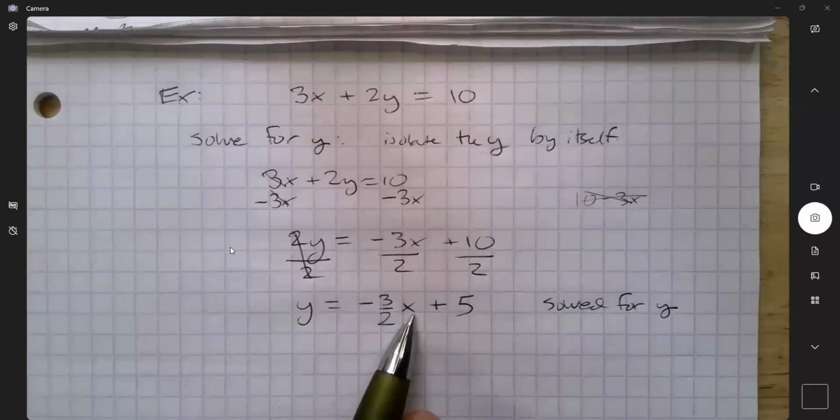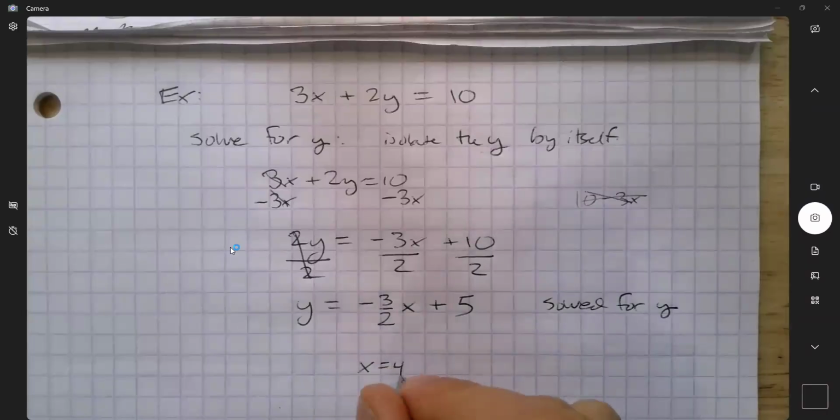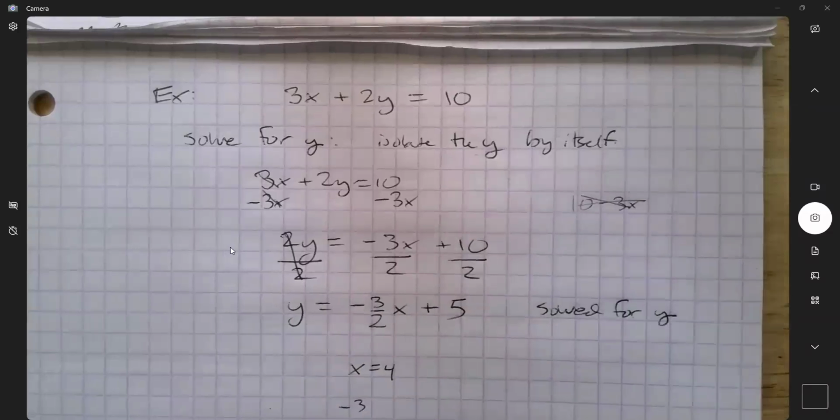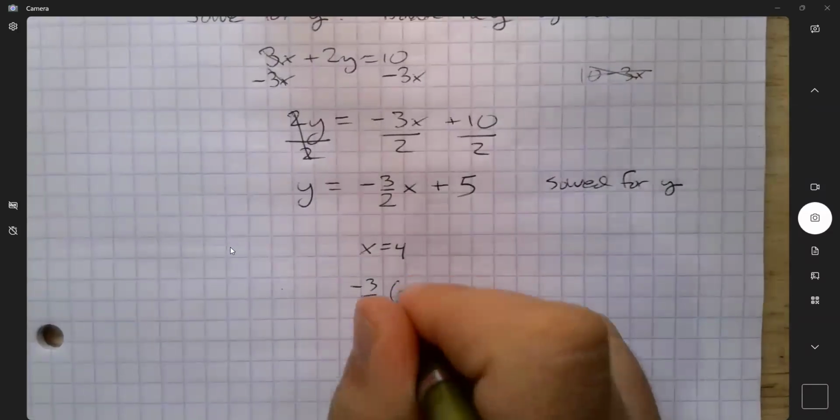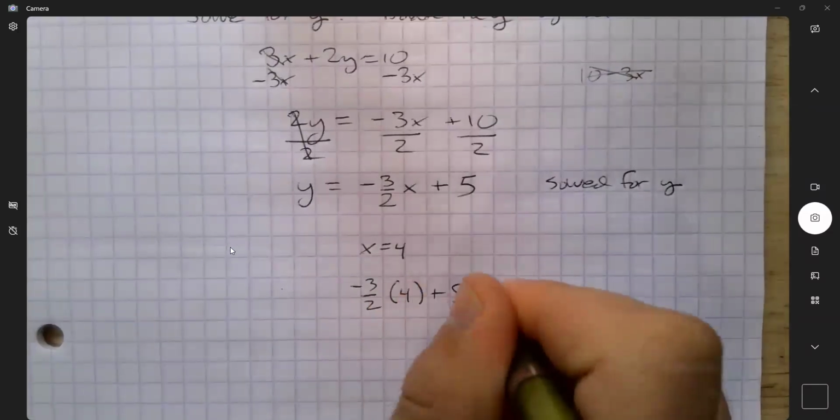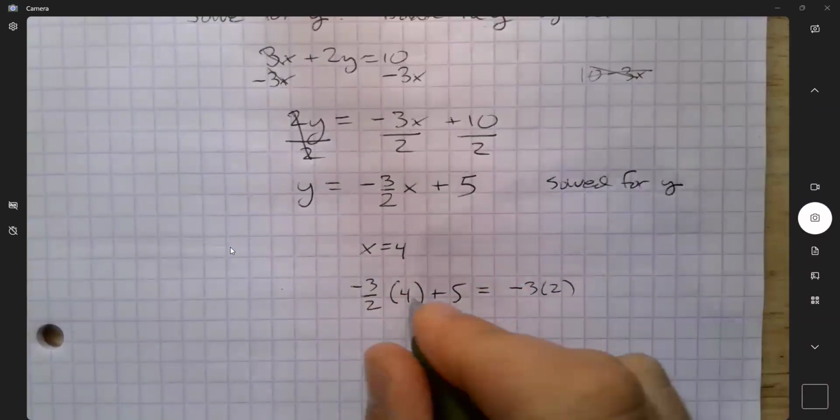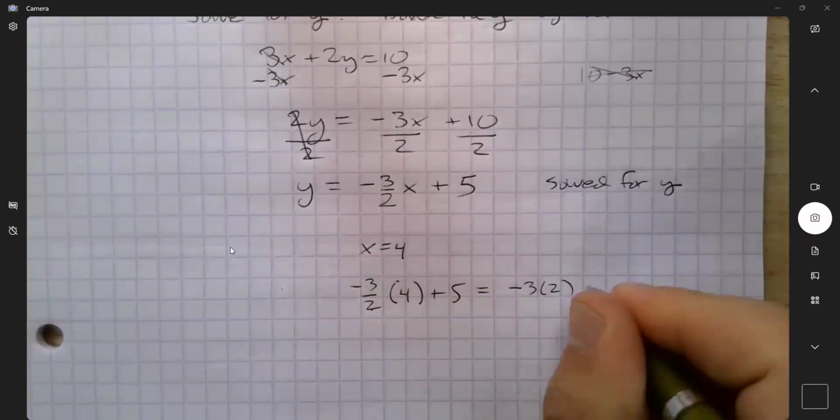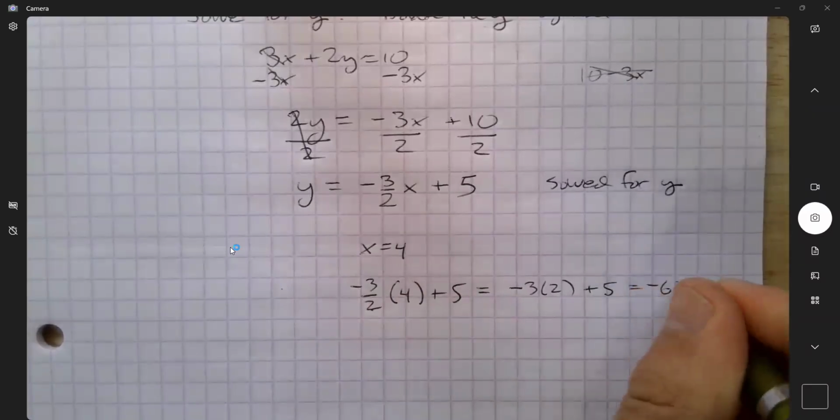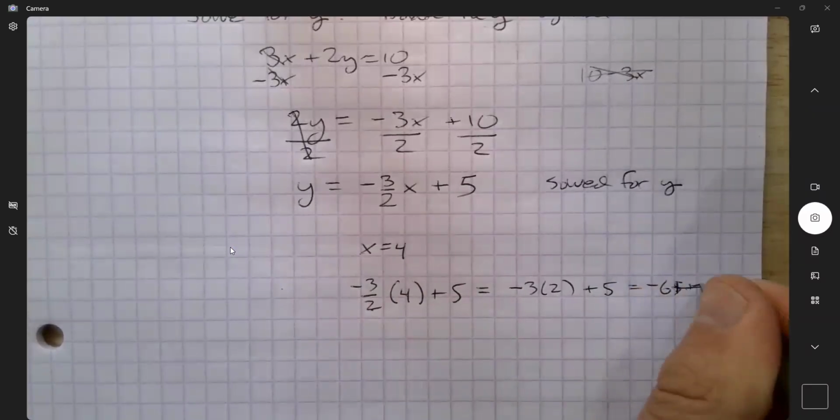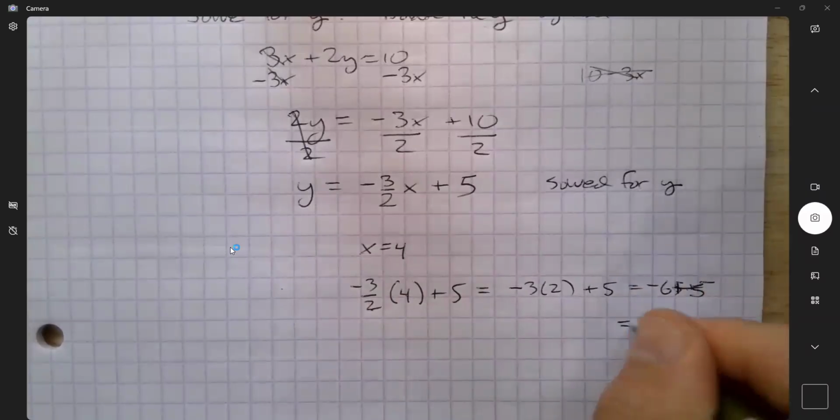Now, no matter what x you tell me, I'll do a little bit of arithmetic and I can figure out what y is. For example, if x is 4, then I would do minus 3 halves times 4 plus 5, which is, let's see, minus 3 times 2, because 4 divided by 2 is 2, plus 5, which is minus 6 plus 5, which is negative 1, and that's my y value.